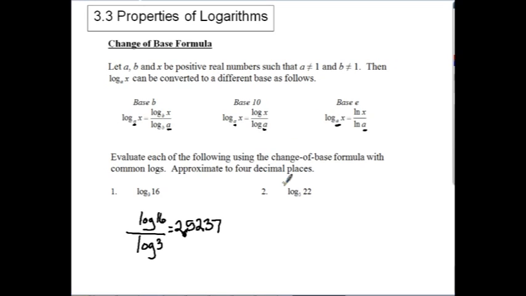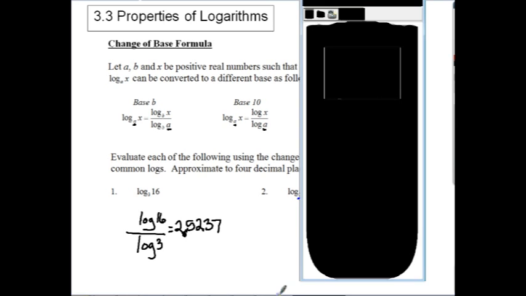Log base 5 of 22, for example number 2. So change the colors there. Now this time I'm going to do the natural log. So I'm going to do natural log over natural log. Now which one goes in the denominator? It's always the base, because it's in the basement. Natural log of 5 in the denominator. Natural log of 22 up in the numerator.